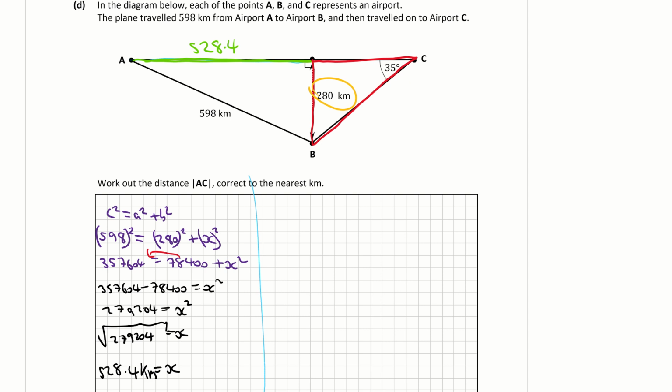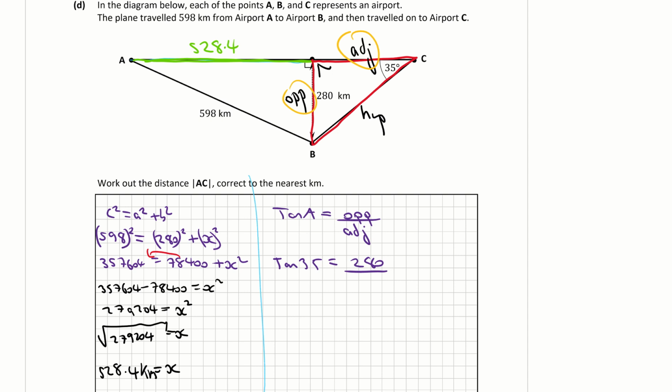Labeling my picture here again. Across from the 90 is my hypotenuse, across from the angle is my opposite, and the remaining side will be my adjacent, which is the side that I actually need here. So I need to use adjacent and opposite, and the ratio that uses adjacent and opposite is going to be tan. So tan angle is equal to opposite over adjacent. Filling that in, tan 35 is equal to opposite, which is 280, over my adjacent. Let's call that y, for instance, so I'm going to put that over y. I'm going to then cross multiply.